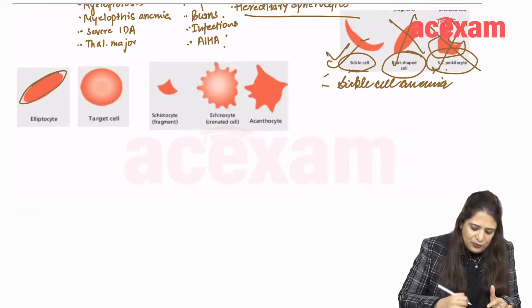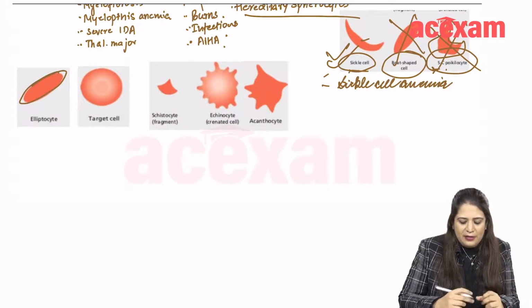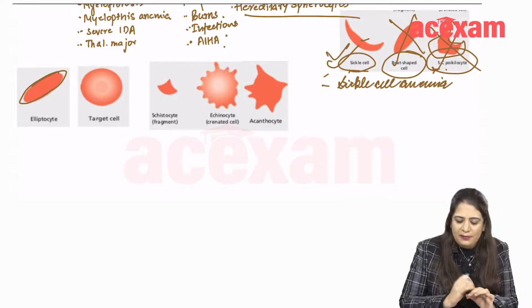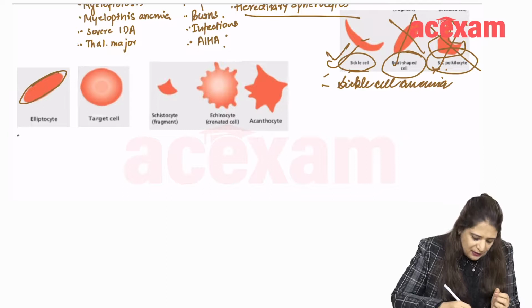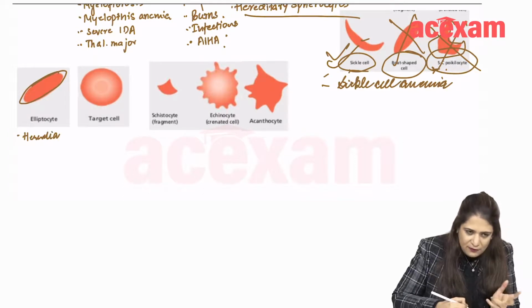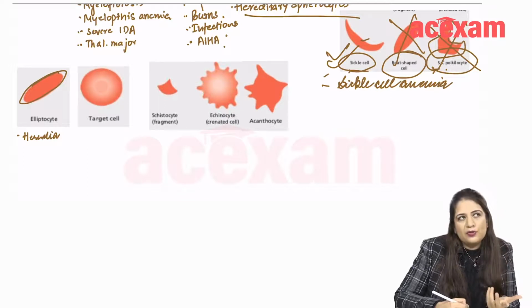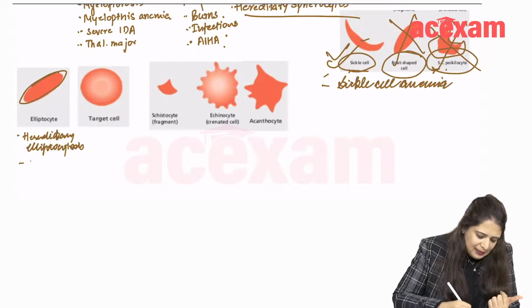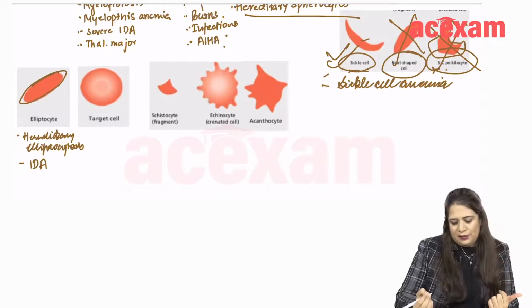Then there are elliptocytes. Elliptocytes are nothing but elongated cells, elliptical in shape, unlike the circular RBCs. They are seen in hereditary elliptocytosis. Like there is hereditary spherocytosis, there is also hereditary elliptocytosis. This hereditary elliptocytosis, though rare, but elliptocytes are commonly seen in iron deficiency anemia as well.